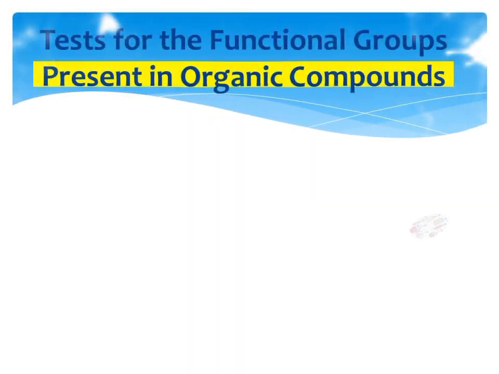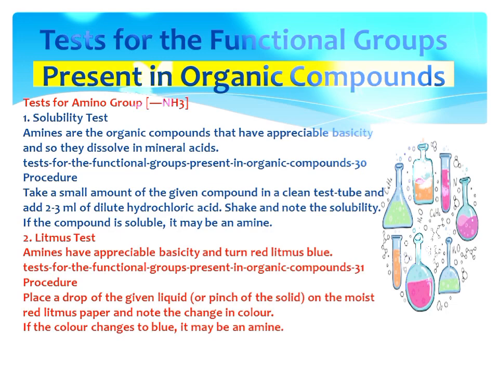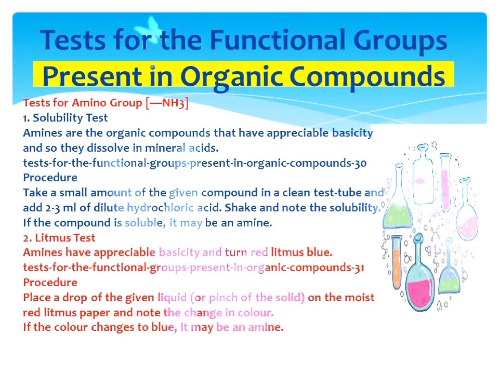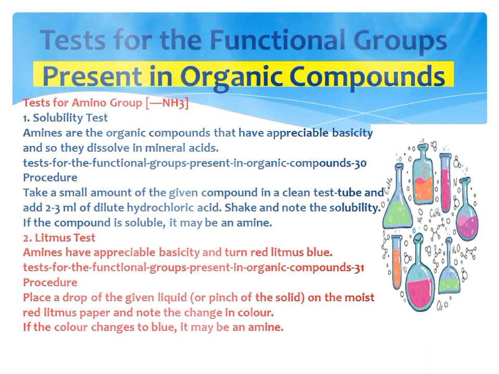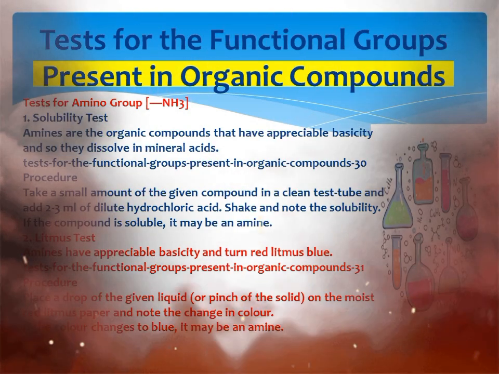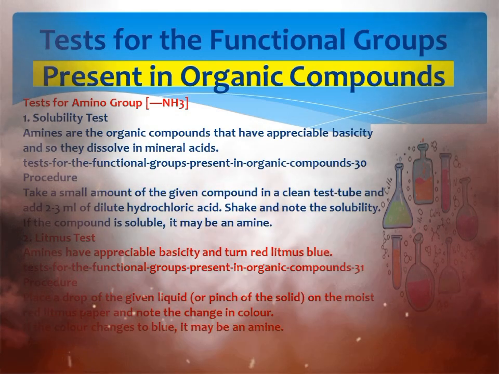The first test which you're going to use to identify the amino group is the solubility test. As amines are basic in nature, they are appreciably dissolved in mineral acids. For this procedure, you take a small amount of the given compound in a clean test tube and add 2 or 3 ml of dilute hydrochloric acid. You have to shake it well and find out the solubility. If it is soluble, it means amines are present.